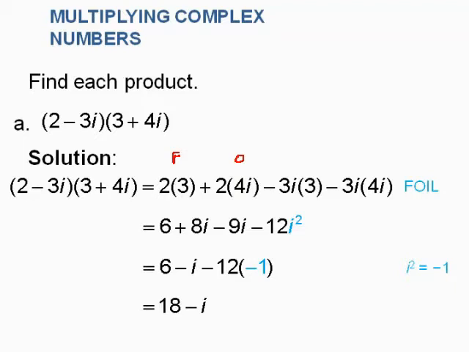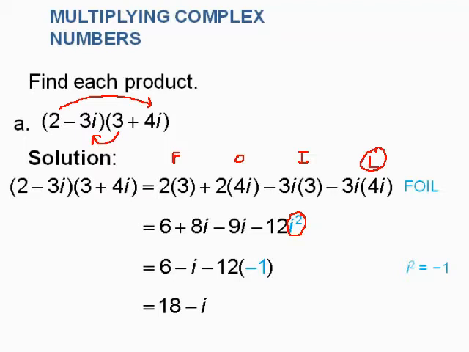So let's multiply the two complex numbers 2 minus 3i times 3 plus 4i. And what I like to do whenever I FOIL is to write out the FOIL. So 2 times 3 is 6. The outside two terms would be plus 8i. The inside two terms would be minus 9i. And then the last two terms, and there's the dangerous part here, the L gives you a minus 12i squared.